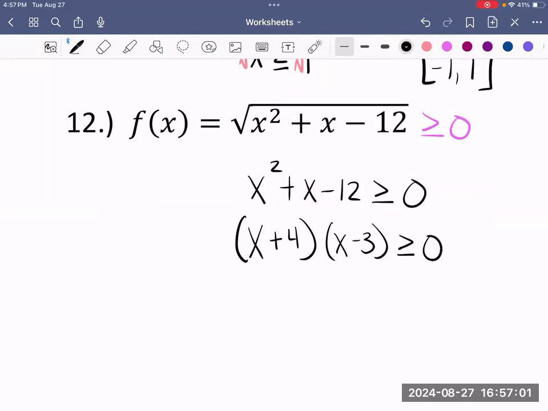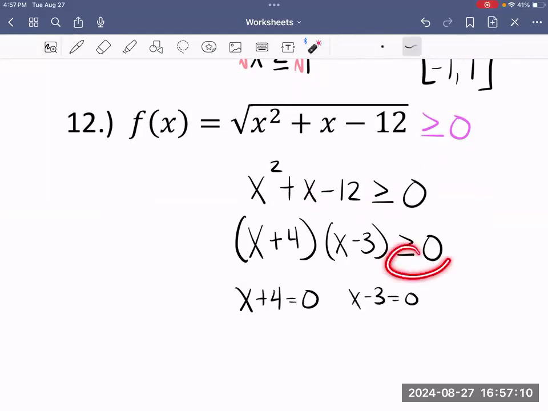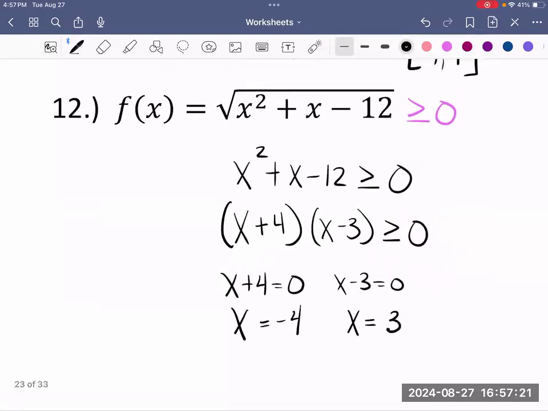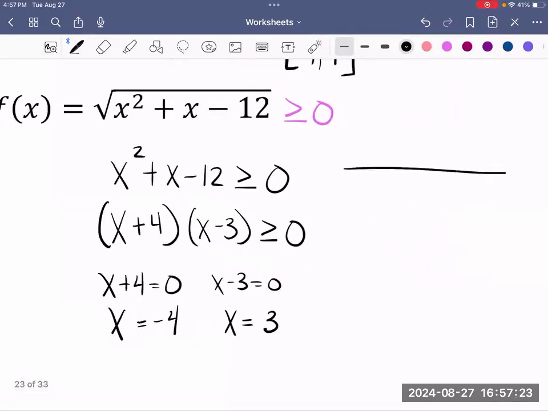Now, typically when we do your solving methods, we set x plus 4 equal to 0 and x minus 3 equals 0. Now, we can do this because we are, in fact, also equal to 0. So in this case, we have x is equal to negative 4 and x is equal to 3. Now, these, just as last time, are going to be your threshold values. So we have negative 4, we have 3 over here, and we are equal to these values.